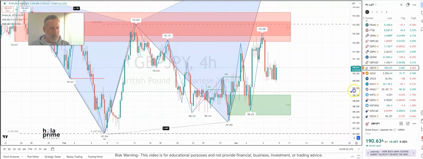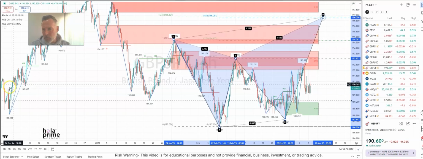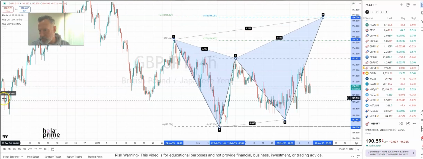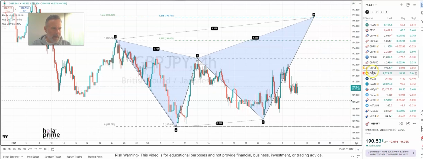Also, it's highlighting the possible completion of another pattern. I'm just going to get rid of those indicators. Okay, higher up. So basically this would be my entry level. This would be my stop loss down here. My target would be the completion of the butterfly formation, and that's all the way up here at 196.75. Correlation, just going back to correlation, higher stocks should mean higher sterling yen as the safe haven Japanese yen gets sold. And then last but not least, let's have a look at gold.